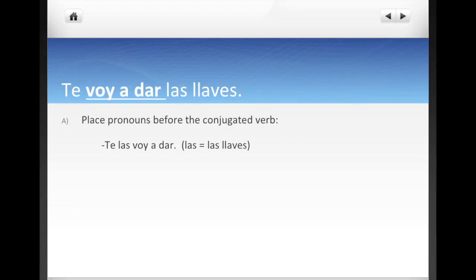We're going to have a couple of options. We're going to place the pronouns before the conjugated verb. So we have te las voy a dar. Remember, las would be our direct object pronoun representing las llaves. Notice that we keep the grouping the same. We've got our indirect object pronoun, then our direct object pronoun, then our compound verb phrase.